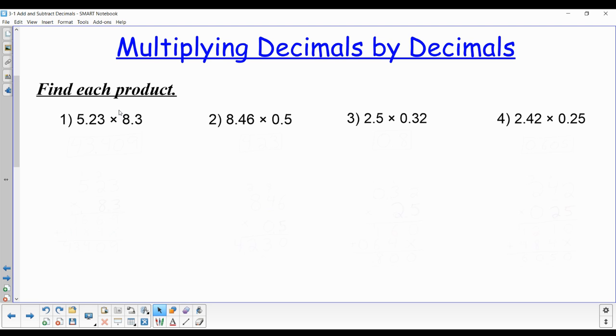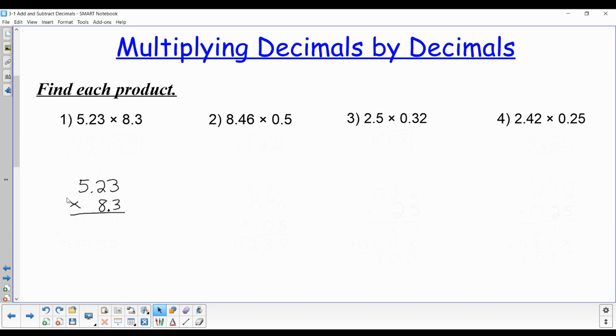And when I say work, there are two different kinds of things I'm talking about. There's your computation work, which I'm going to do first, and then there's your algebraic work. Your computation work is to just multiply the numbers. So I'm going to take 5 and 23 hundredths times 8 and 3 tenths. I'm going to multiply them as though they were just 523 times 83. I don't worry about the decimal points. I just line up the numbers and I multiply.